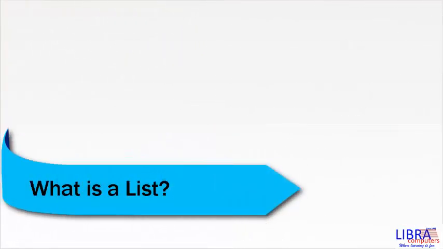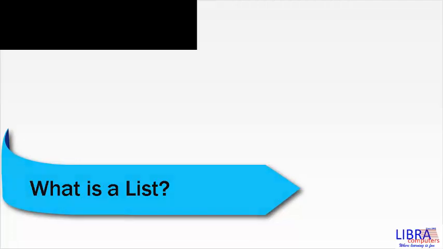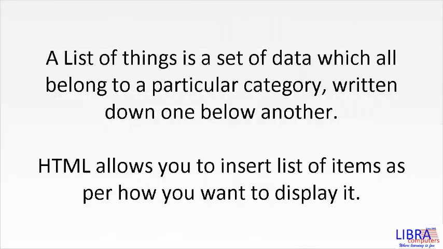So what is a list? As we already know, a list of things is a set of data, which all belong to a particular category, written down one below another. HTML allows you to insert list of items as per how you want to display it.